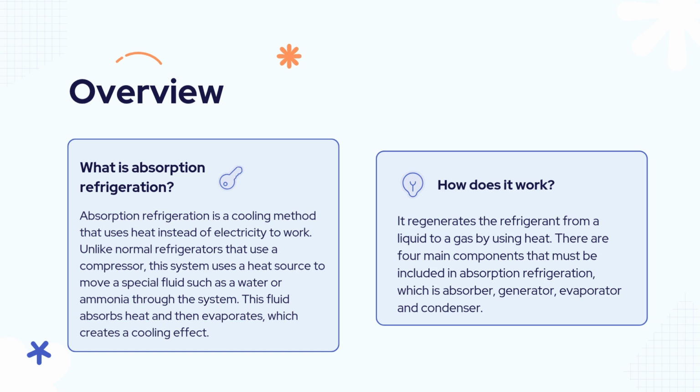So, how does this system work? They will regenerate the refrigerants such as ammonia or water from a liquid to a gas by using heat. There are 4 main components that must be included in absorption refrigeration, which are the absorber, generator, evaporator and condenser.